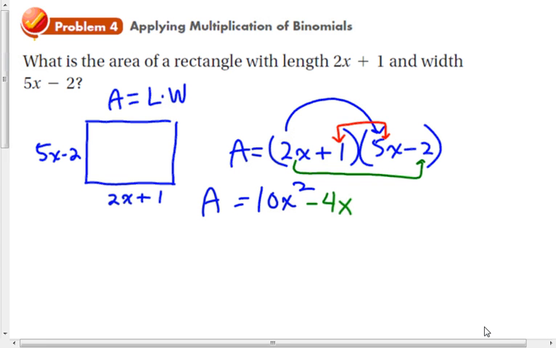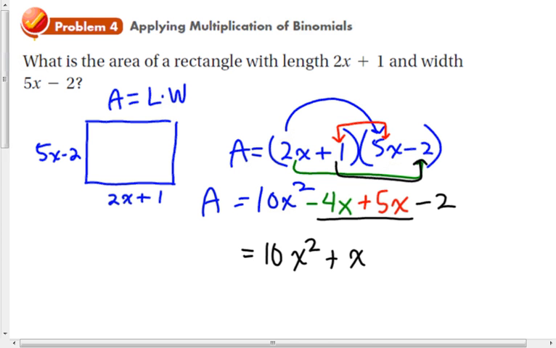Sorry about that. So we're going to multiply 1 times 5x, and that's 5x. And then the last thing I want to do is multiply my last two terms, which are the 1 and the -2. And that's going to give me -2. And then I'll just simplify this part. And I get 10x squared plus x minus 2. Go ahead, you try that.